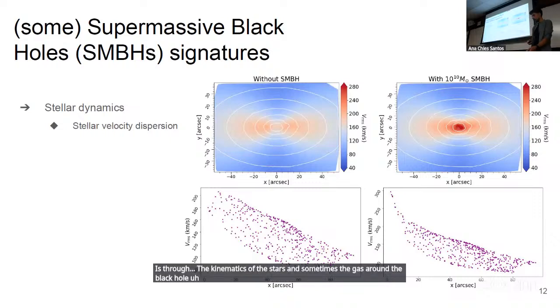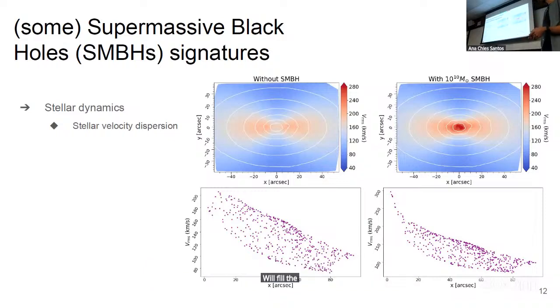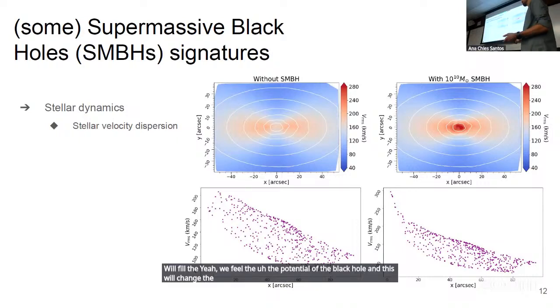Because again, the kinematics, which I will be talking about later, is mainly described by the gravitational potential. And once you are close enough to the black hole, the stars and the gas near the black hole will feel the potential of the black hole, and this will change the motion of the stars. In this case, I'm talking about stars, but it can also be gas.